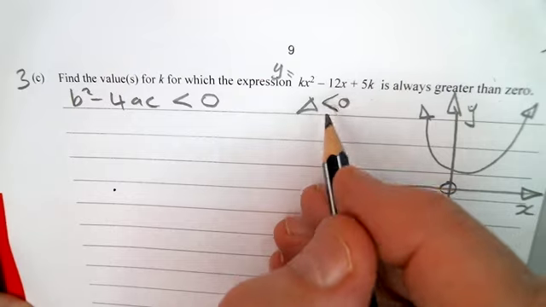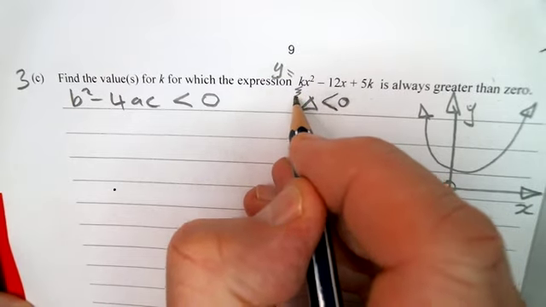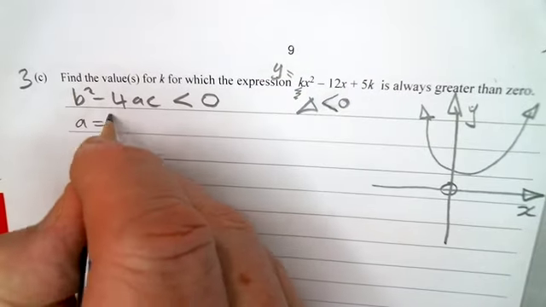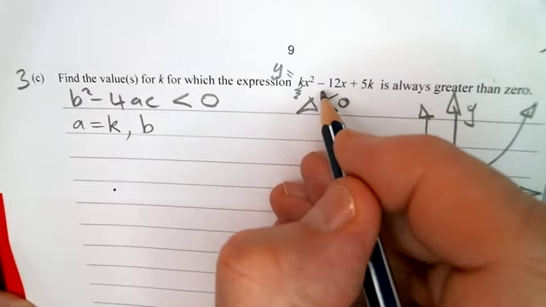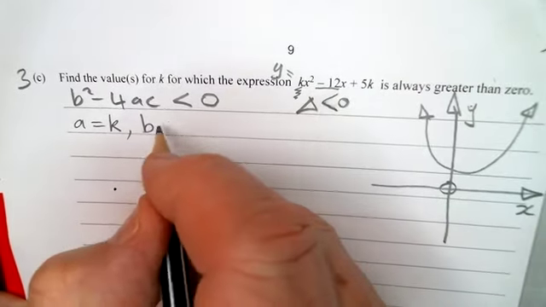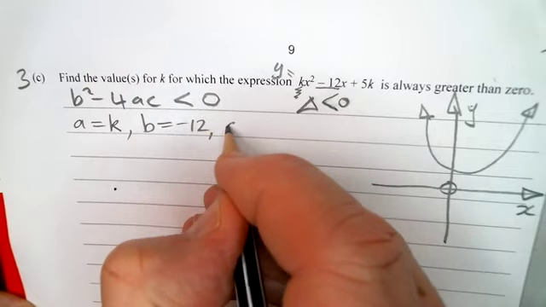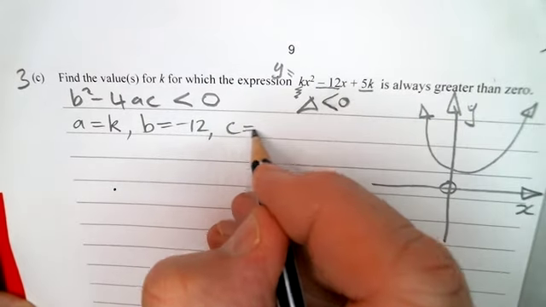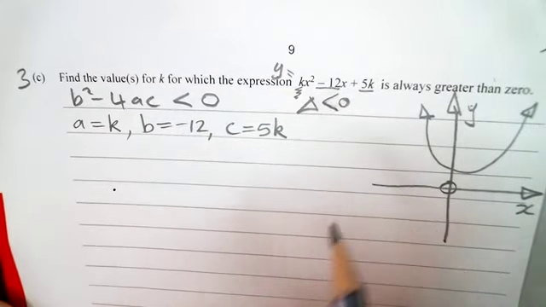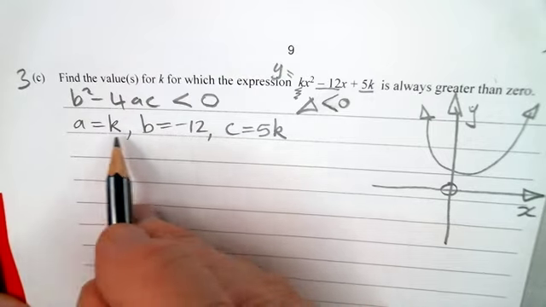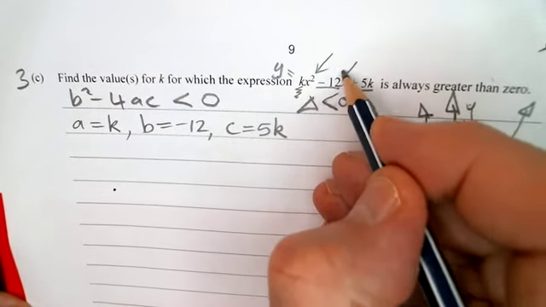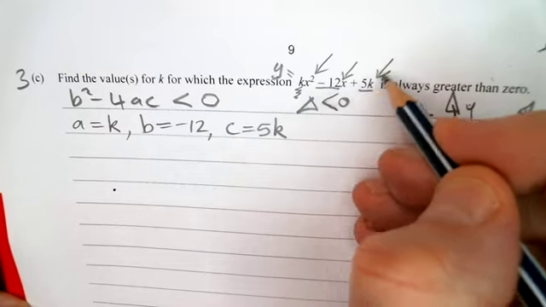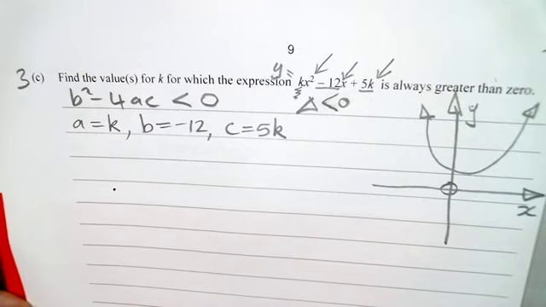So what values do we have? Well, there's my a value right there. A is equal to k. There's my b, b is negative 12. And c is the last bit there, it's 5k. The a, b, and c, by the way, are the coefficients of my x squared, my x to the 1, and my x to the 0, which of course is just 1, which you don't see there.